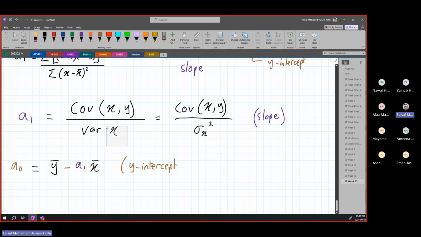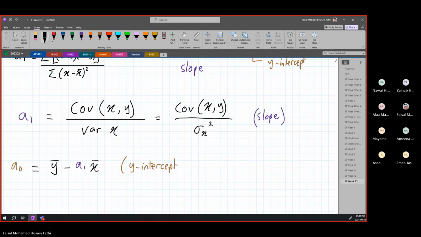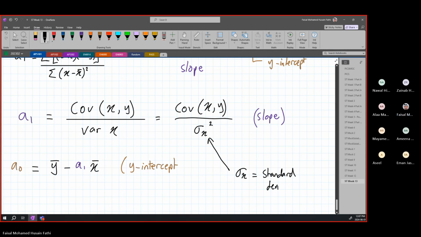And remember, it's going to be the variance of x. In other words, it's the standard deviation squared. Because remember, sigma x is equal to the standard deviation of x. All right? So it's the standard deviation squared, or in other words, the variance. All right? So that's it.